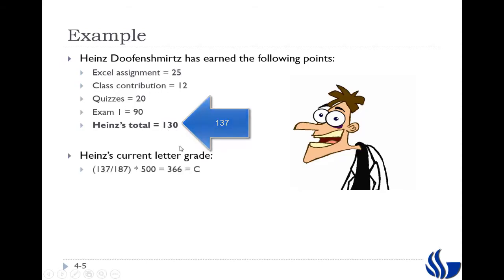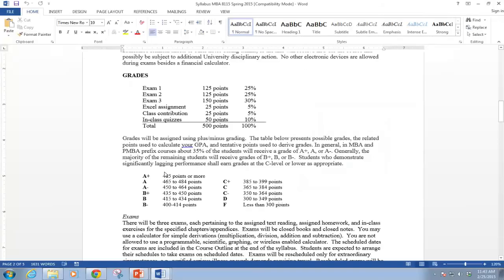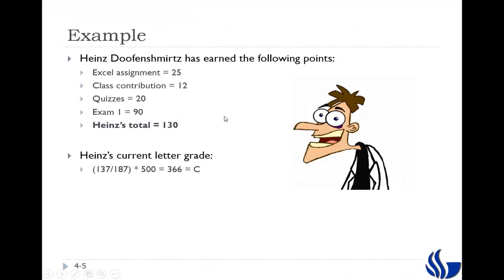So if we take that 130, divide it by, that should be 137. 137 divided by 187, and then multiply that by 500, that's 366 points, and that is consistent with a C letter grade in the course, so that's his current grade.